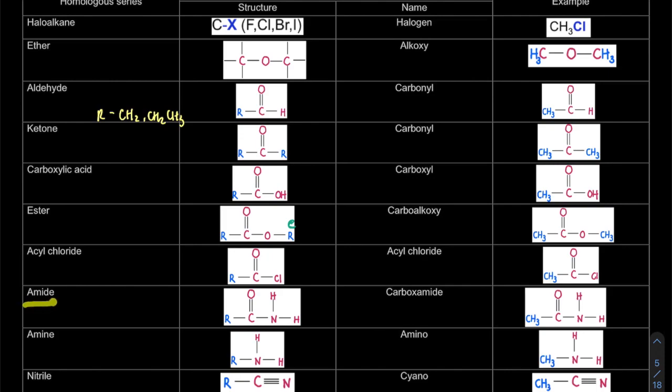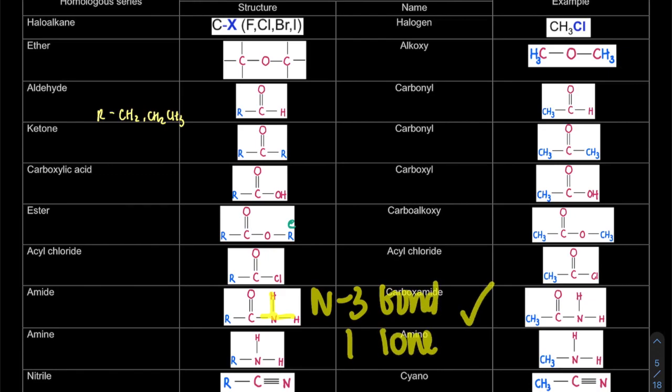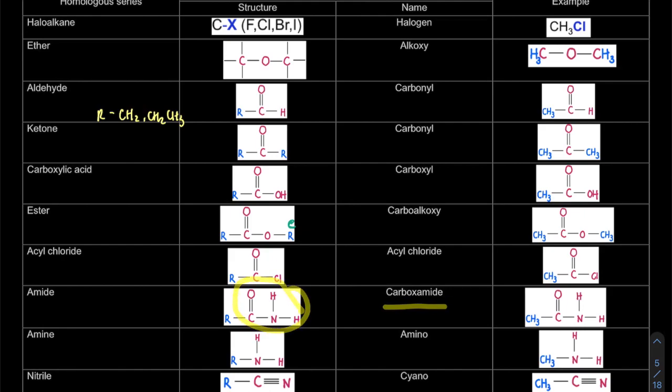Next is amide. So here we have C double bond O. Here we have C double bond O as well. But instead of Cl, here we have NH2. Why NH2, not NH3? Because when we add NH2, your nitrogen will have 3 bonds and 1 lone pair, which is the structure that the nitrogen wants, so that the formal charge will be equal to 0. So the name of the functional group is carboxamide. Carbo again because of your C double bond O. And carboxamide must have the NH2 bonded to your C double bond O.